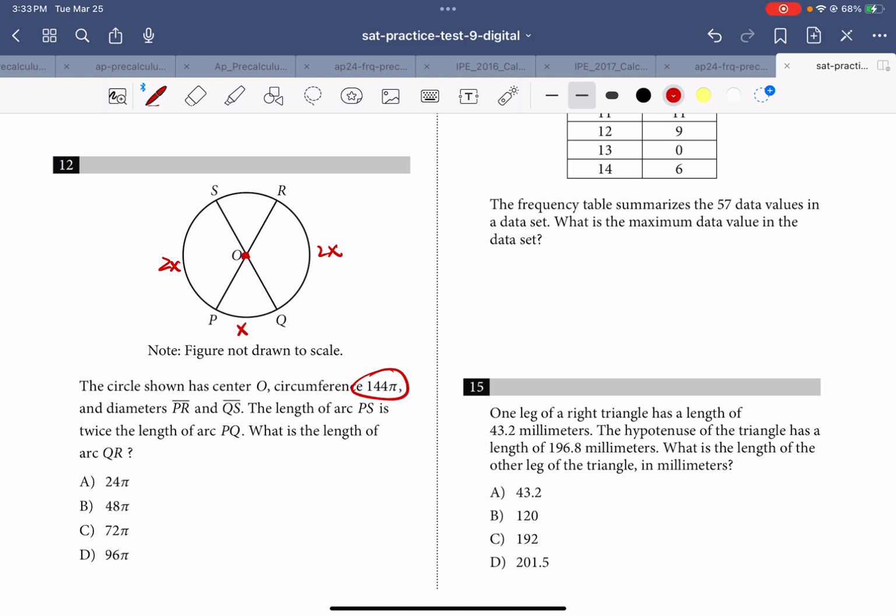Okay, so we know that since this is a diameter, x plus 2x is half the circumference, right? So you can say 3x is half the circumference. So this one, simply divide by 2, so 72 pi. So your x is 24 pi, like that. Now, the question is, what is the length of arc QR? So this one, 2 times 24 pi, 48 pi will be your final answer. So 12 is B. Okay.